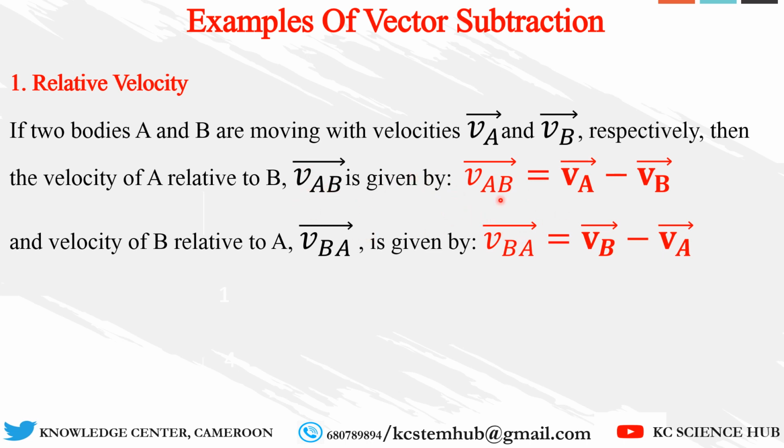VAB is basically VA minus VB, right? Which is the relative velocity between A and B. And then the relative velocity between B and A is VBA, which is VB minus VA. Simple, right? Until you begin to see concours problems on this. So stick around to check out how concours problems look like with relative velocity.